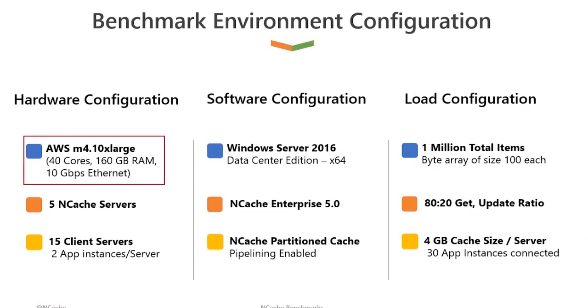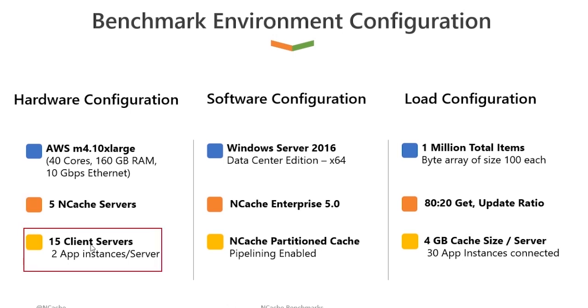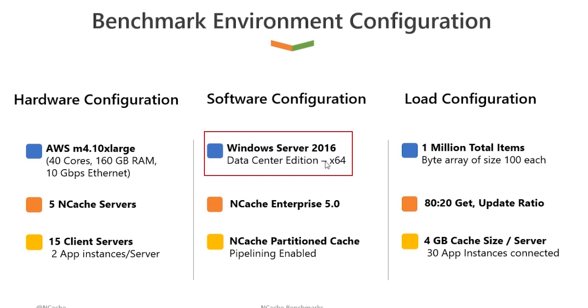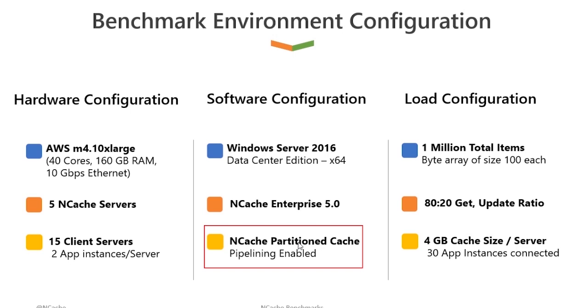I'm using AWS M4 10x large servers for my tests. I have 5 of these NCache servers on which I have my cache cluster configured, and I have 15 client servers from where I would run my applications and connect to this cache cluster. I'm using Windows Server 2016 as operating system, Data Center Edition, 64-bit. NCache version is 5.0 Enterprise, and I'm using NCache partition cache as a caching topology.